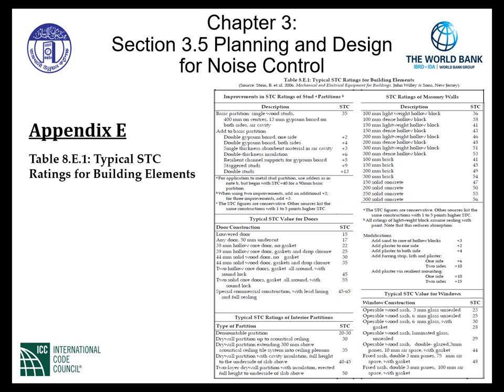This table, 8.E.1, located in Appendix E, provides STC ratings from various building elements that include interior partitions, doors, windows, and masonry walls, including improvements and modifications that will provide additional ratings. Note from the table that masonry and concrete have higher STC ratings than other materials. Also note that minor modifications, which could include but are not limited to adding an additional layer of gypsum board or adding additional insulation to standard construction methods, can typically provide an acceptable level of sound transmission reduction.